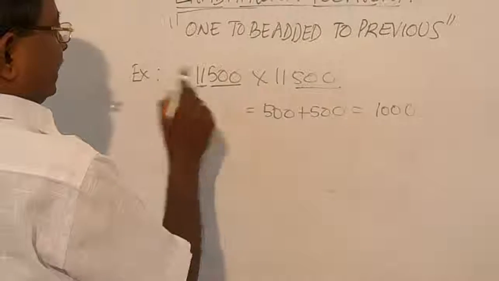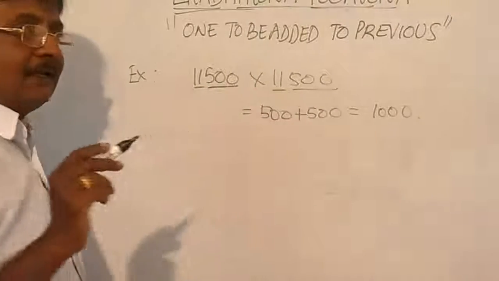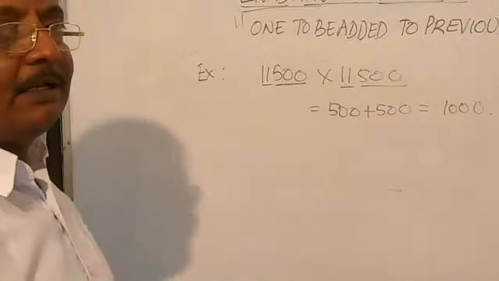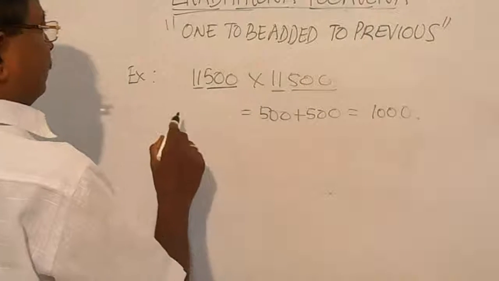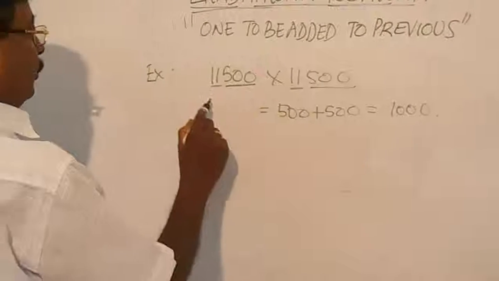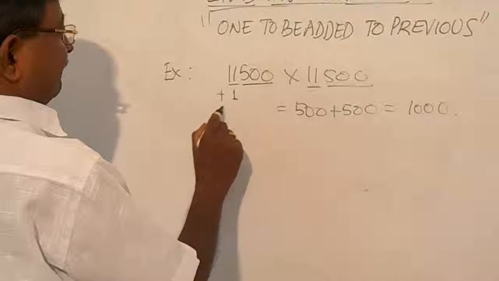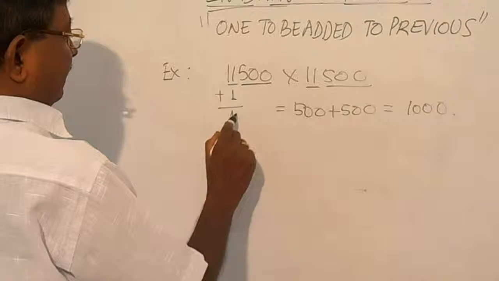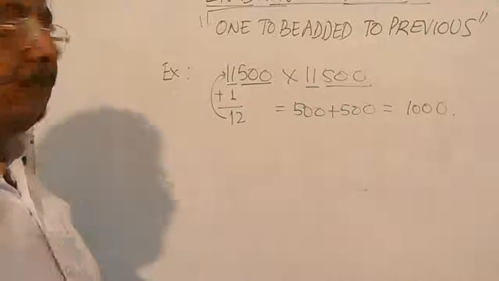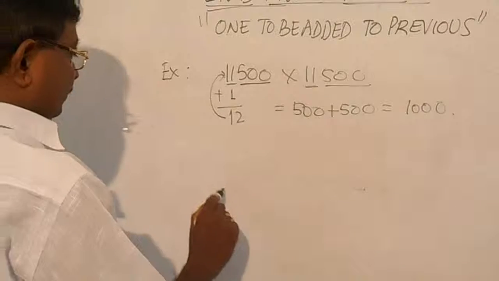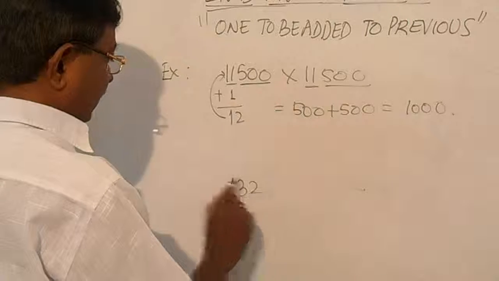The other digits, that is 11, in case of multiplier 11, in case of multiplicand 11, it is the same. In that case, for solving this, 1 is to be added to the previous digit, that is 11. So it forms 12. This 12 is to be multiplied by 11, which forms 132 as LHS.